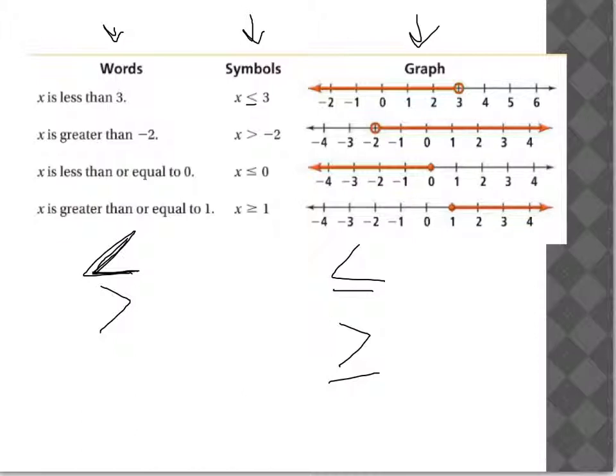This is what it would look like as an equation, and this is what it would look like as a graph. Whenever you have less than, you'd want to make sure to have an open circle at the points that you're talking about. So in this case, it's an open circle at 3.